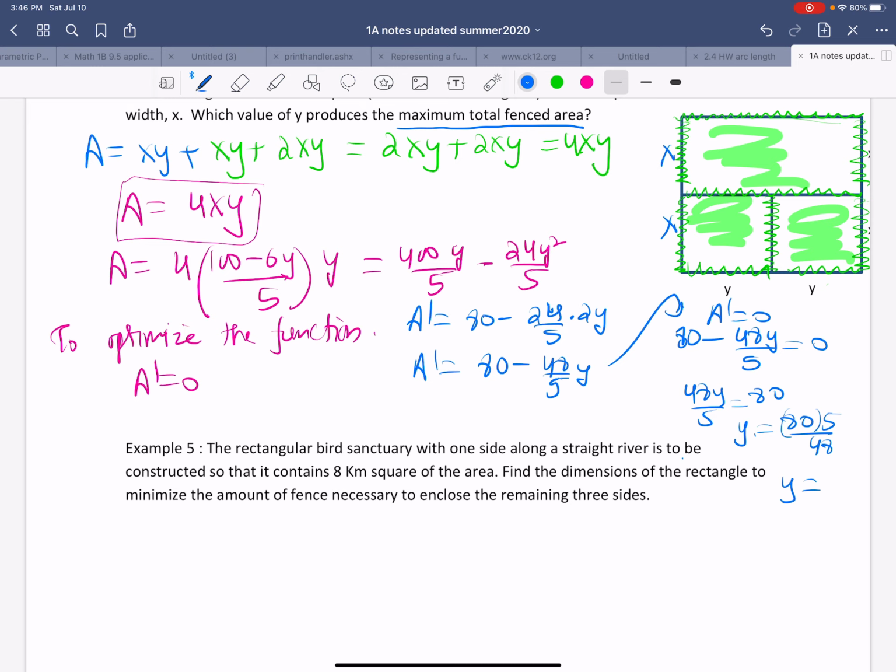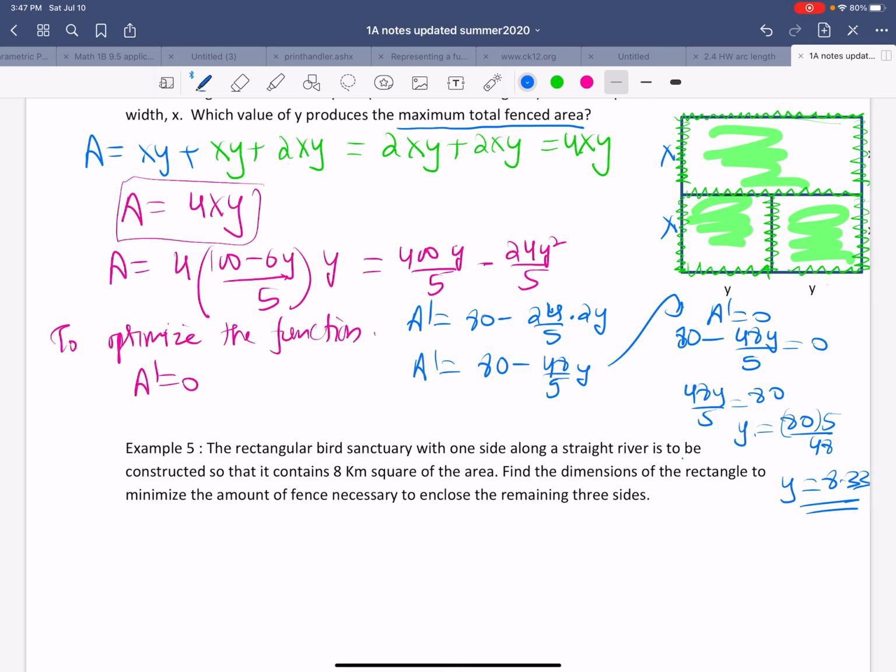80 times 5. I'm going to add parentheses here and divide it by 48. That leaves me with 8.33 as my y value.